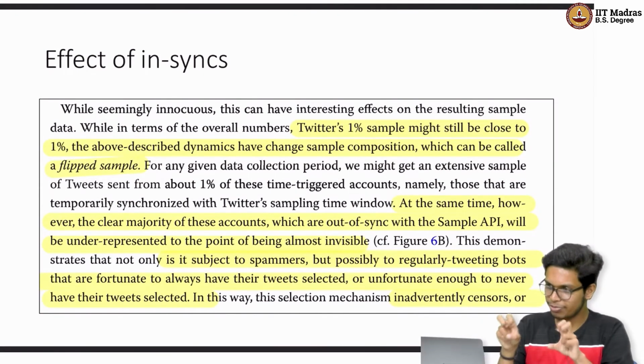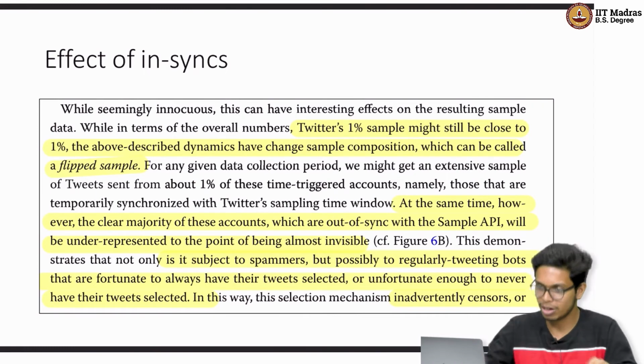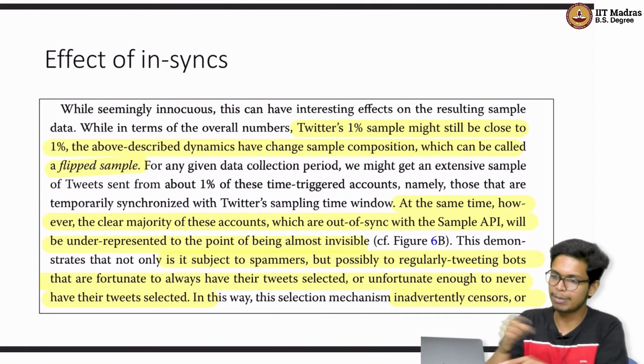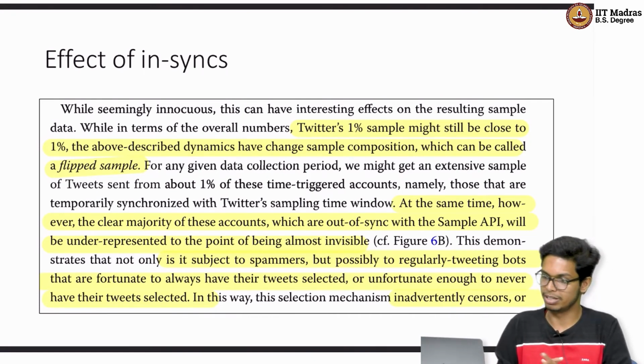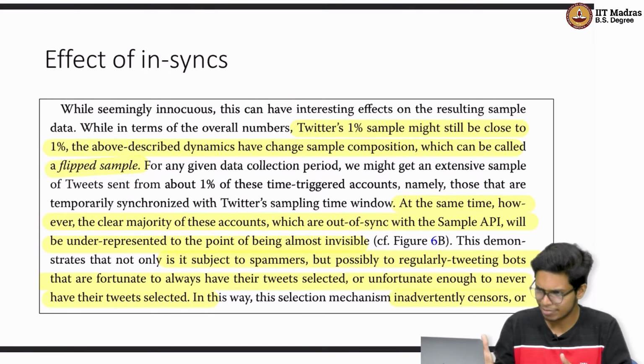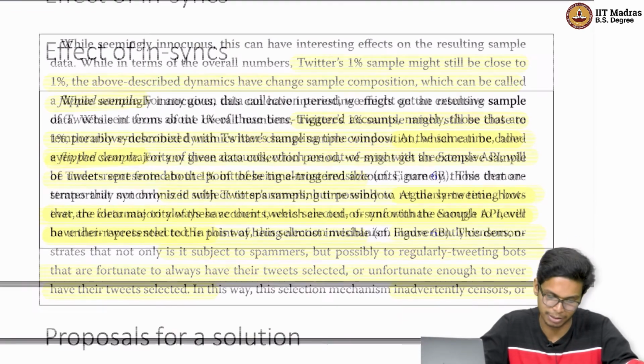So these are called flipped samples, where instead of most of the tweets from all Twitter accounts, the Twitter API is giving us the exact opposite: all the tweets from only 1% of the accounts, which we don't want. And we see that it is subject to spammers, but even regularly tweeting bots can be unfortunate enough to never have their tweets selected in the API that we are using.